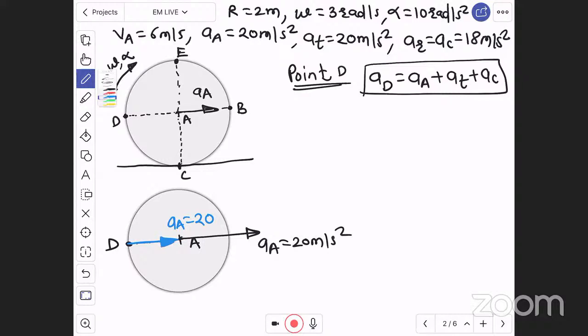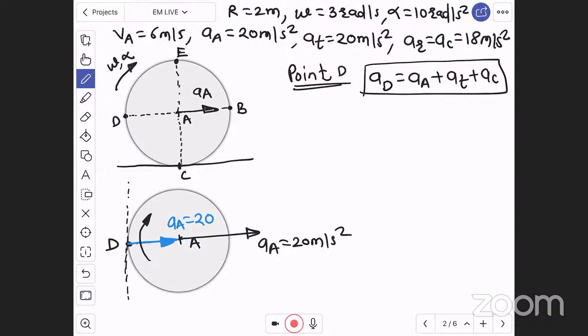As well as D will be having tangential acceleration. Now, tangential acceleration will be tangent at this point. See, I will draw the tangent first. This is a tangent. But the direction of rotation is clockwise, like this. It is rotating in clockwise direction.